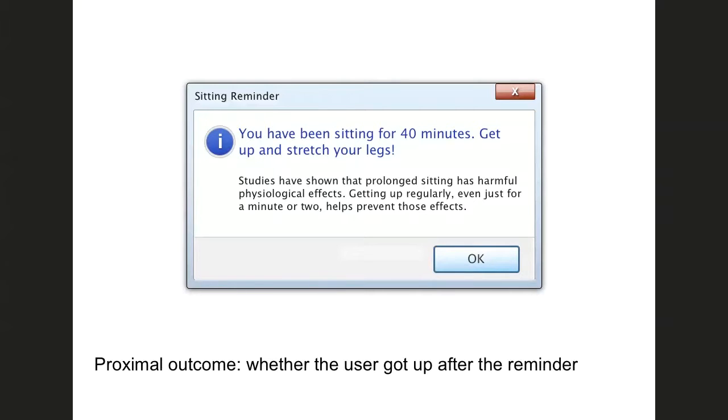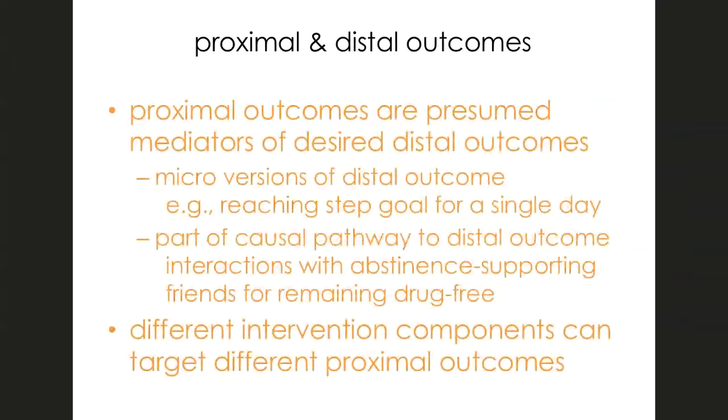So if you have, for example, a little system that reminds people to disrupt their sedentary behavior, right? And it pops up a little reminder on your screen when you've been sitting too long to get up. The proximal outcome for this is just whether you get up, right? When the reminder came up, whether the person actually got up or not. That's your proximal outcome for this.